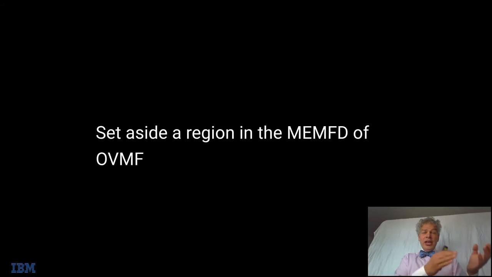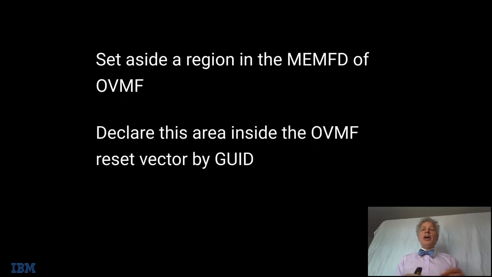And the way we do this is in OVMF, we set aside a region of the memFD, just one page, for actually storing that secret. And if we use that page is then known to OVMF. The big problem is, how do we actually make it known to QMU? And the way we solve this is to declare this page in OVMF inside a labeled part of the reset vector by what's called a GUID, which is really just a 128-bit random number.